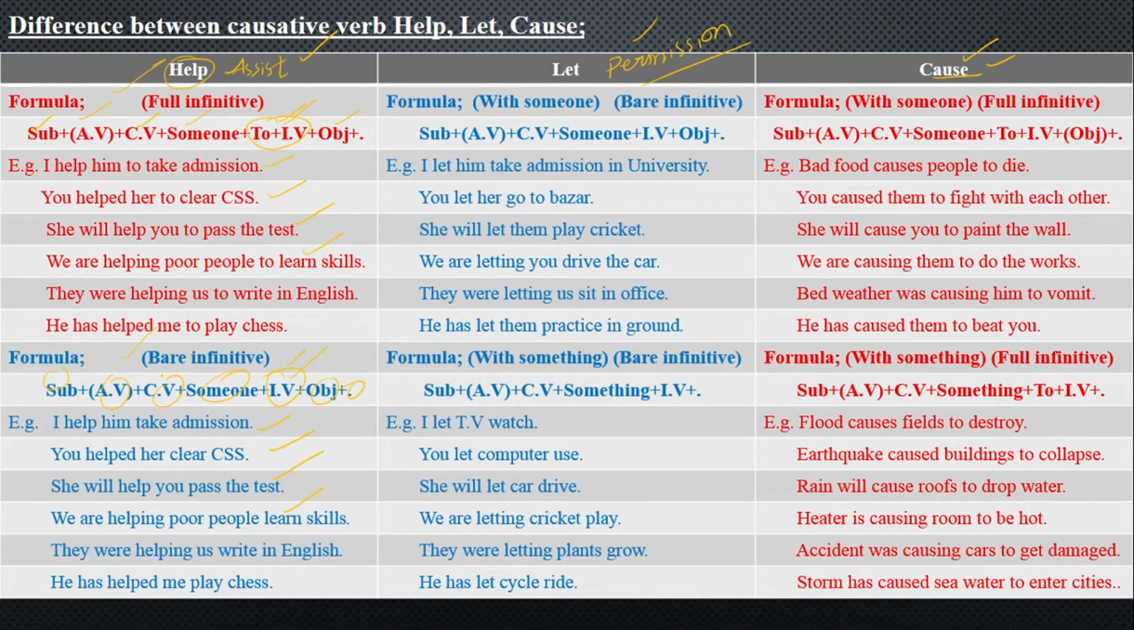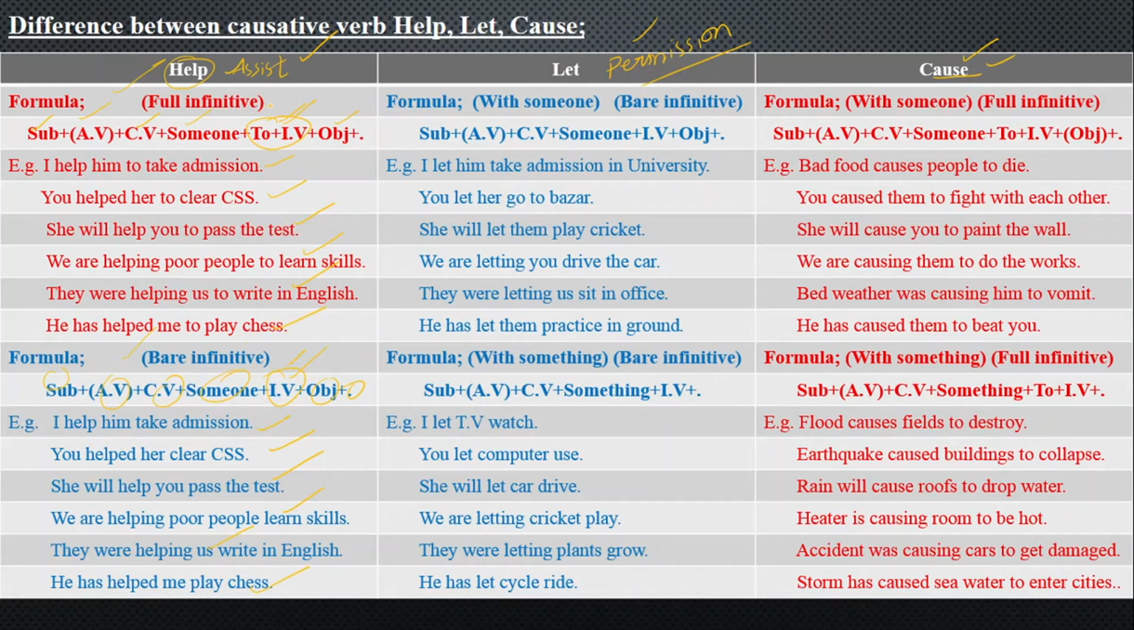So it can be used both as a full infinitive and as a bare infinitive. They were helping us to write in English. They were helping us write in English. It is used both as full infinitive and as bare infinitive. He has helped me to play chess. He has helped me play chess.